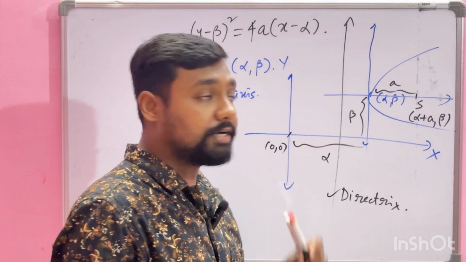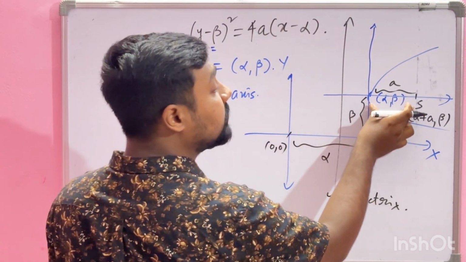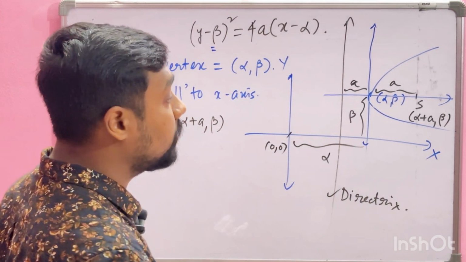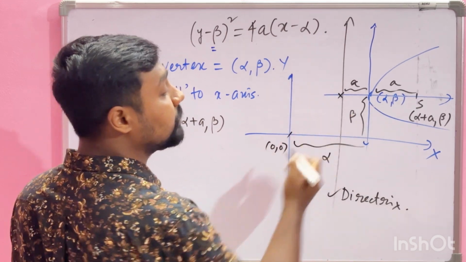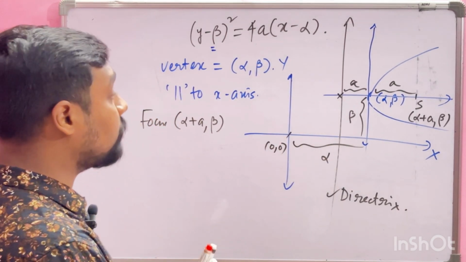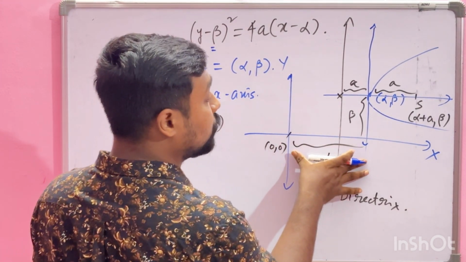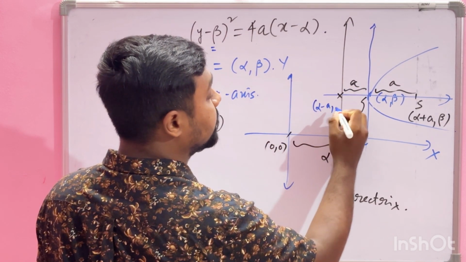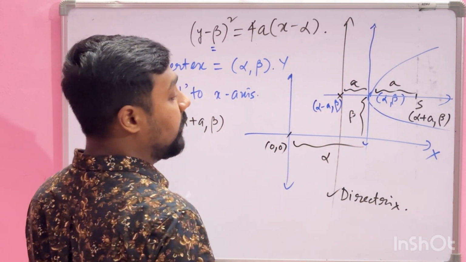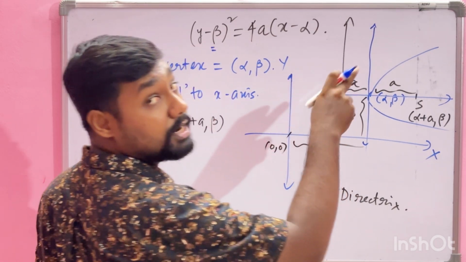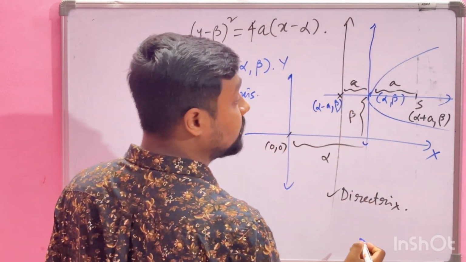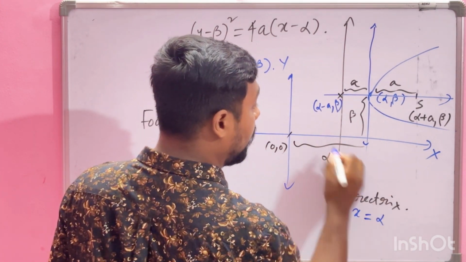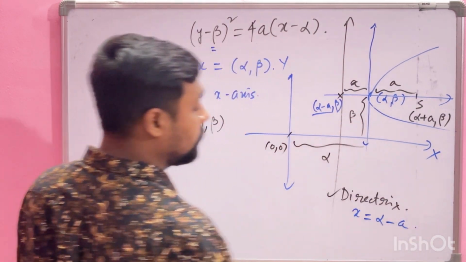So let's come to the directrix. As this length is a, this length is also a. Now what will be the coordinate of this point? See, this total is alpha and this is a, that means the x coordinate is alpha minus a and y is beta. And since the directrix is parallel to the y-axis, the equation of the directrix is x equal to constant, that is x equal to alpha minus a.